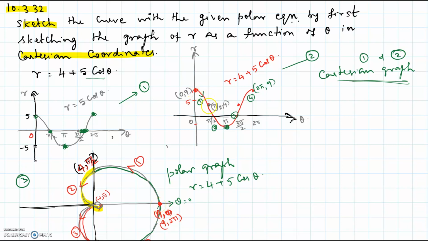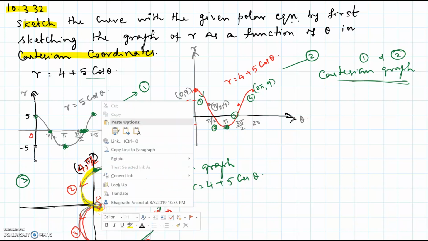Then the graph steadily decreases. When it reaches pi by 2, it becomes 4. So in the first quadrant, between 0 and pi by 2, the graph steadily decreases from 9 and goes to 4. So this is 4, pi by 2. Then after pi by 2, the graph is still decreasing, and when it reaches pi, it becomes negative 1. So the graph is steadily decreasing, and at pi it reaches negative 1.